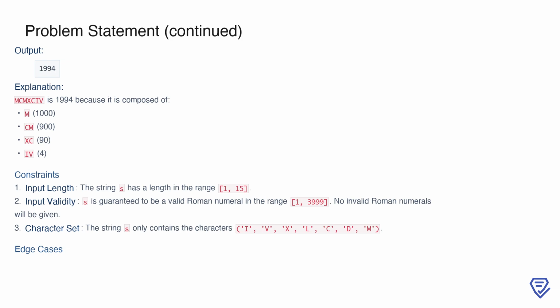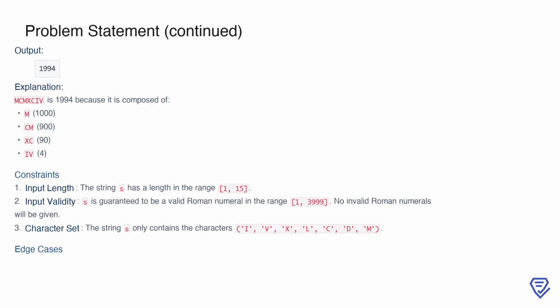The breakdown is as follows: M stands for 1000, CM represents 900 because C precedes M, making it subtractive. Next, XC represents 90, since X comes before C, and IV represents 4, because I is placed before V. When we add these values together, 1000 plus 900 plus 90 plus 4, we get the total of 1994. This example highlights the importance of understanding both the additive and subtractive rules for interpreting Roman numerals.